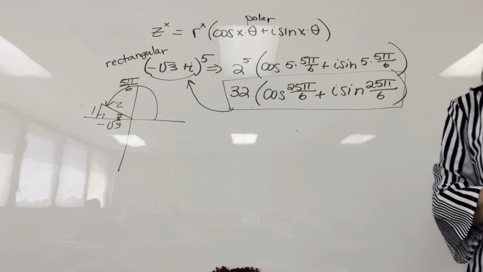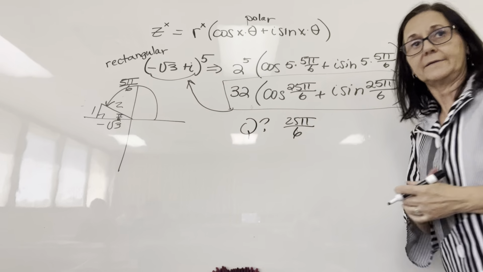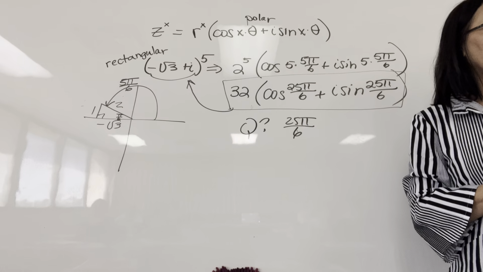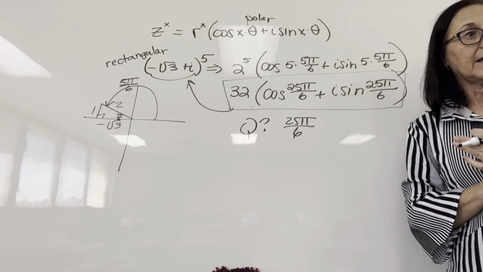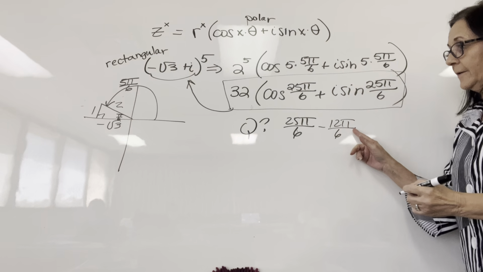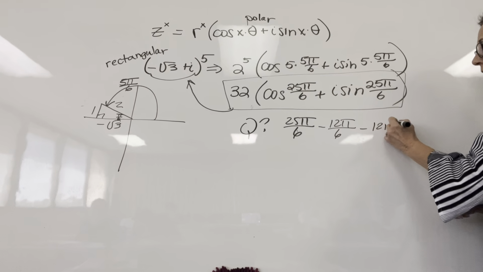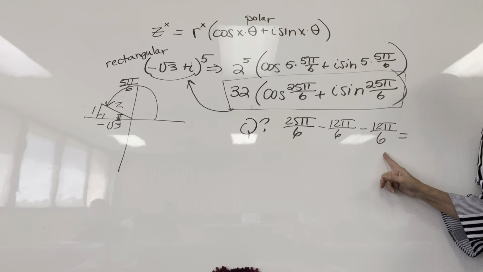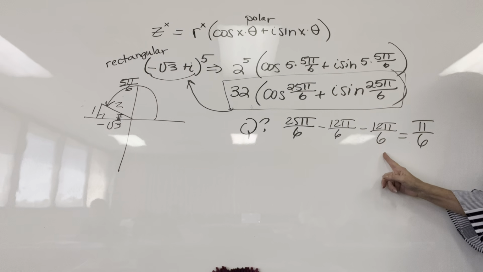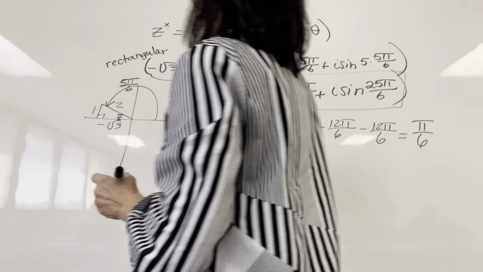Now we have to decide what quadrant 25 pi over 6 is in. And here's the hard part. Let's subtract going all the way around, which is 2 pi. So subtract 12 pi over 6, because that's 2 pi. But am I going to end up less than 12 pi over 6? So let's subtract one more 12 pi over 6. So I've gone around twice. And what am I left with? Pi over 6. So when I raise this to the 5th power, I end up in the first quadrant.